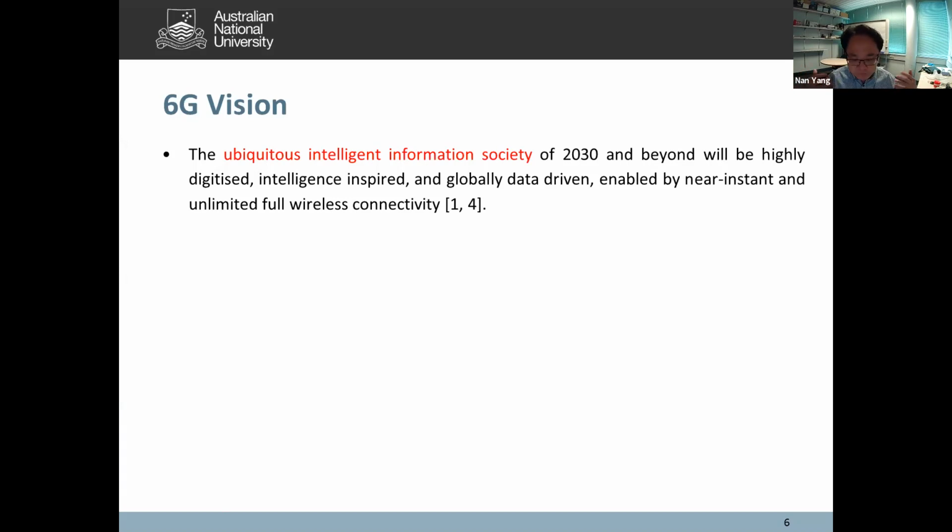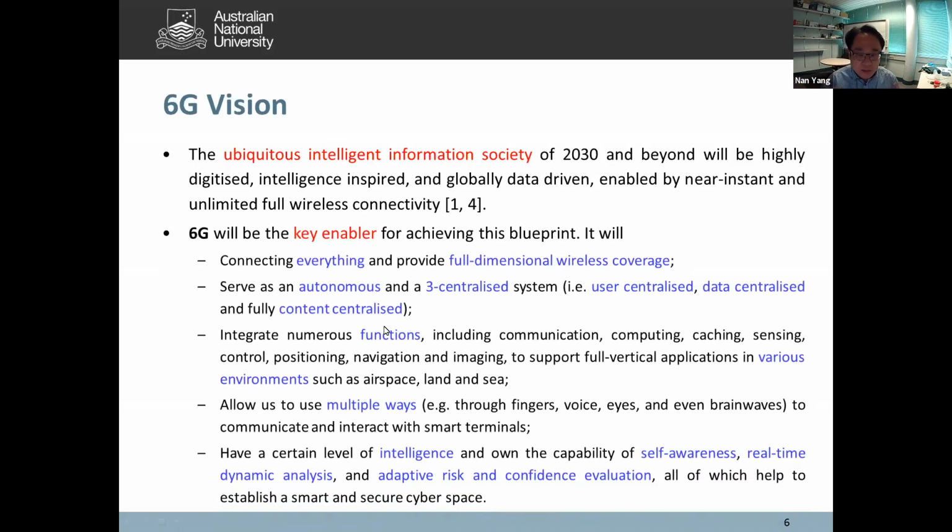The first thing we found in common is that if we look 10 years later, we would like to see a ubiquitous intelligent information society. And typically we agree that this society would be highly digitalized, intelligence inspired, and massive data driven, and that it would be supported by near instant and unlimited wireless connectivity. We want to use wireless connectivity to support this society. So I would say, compared to other techniques, 6G would be a key enabler to achieve this blueprint.